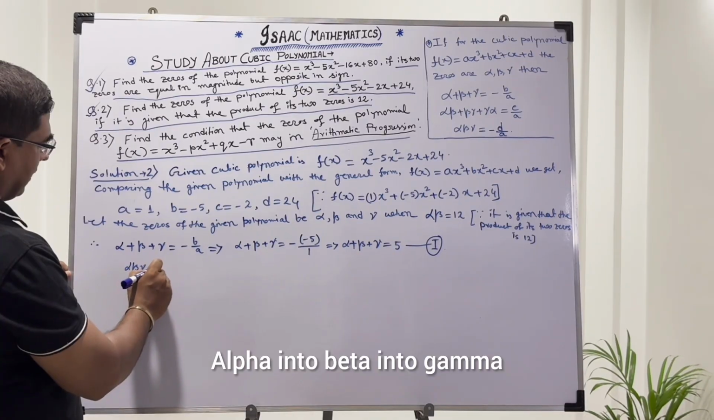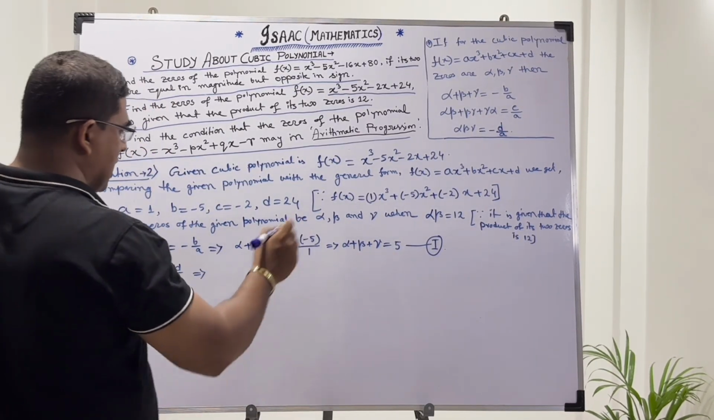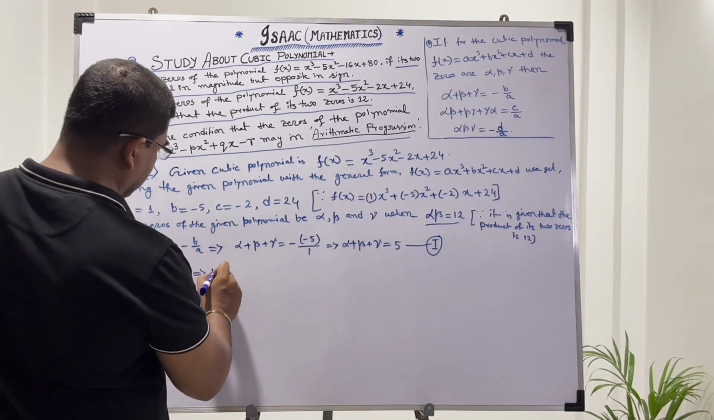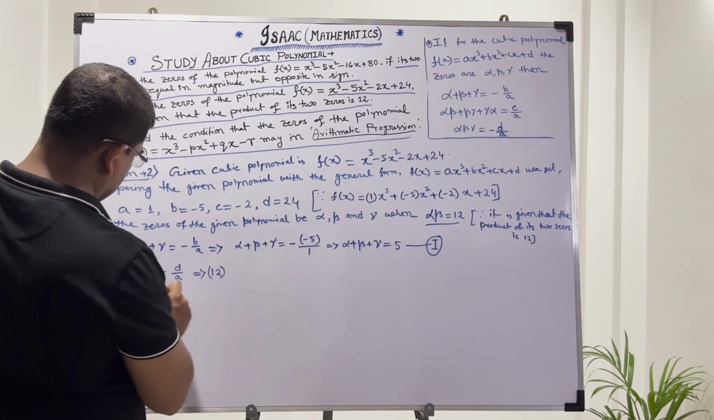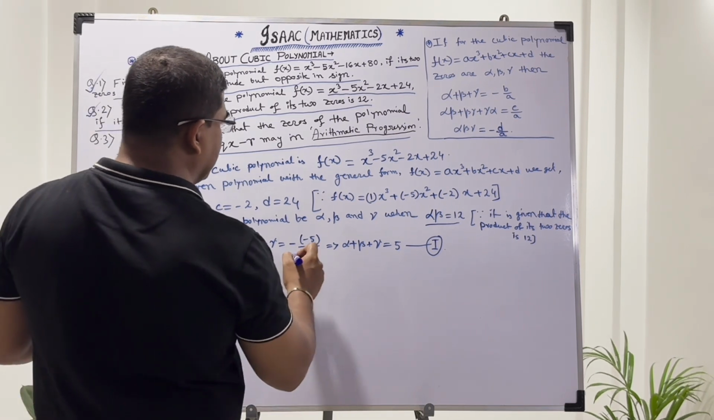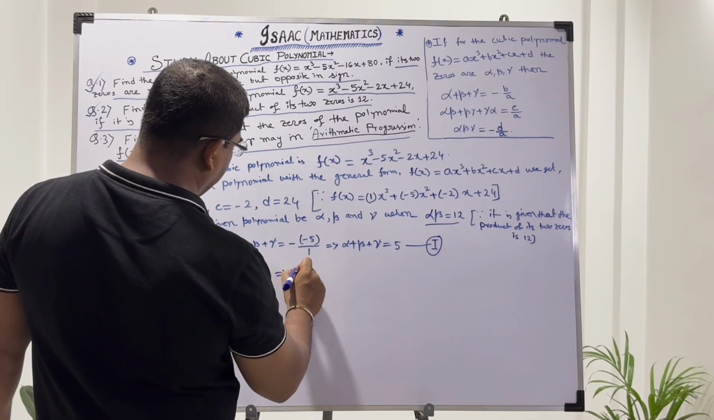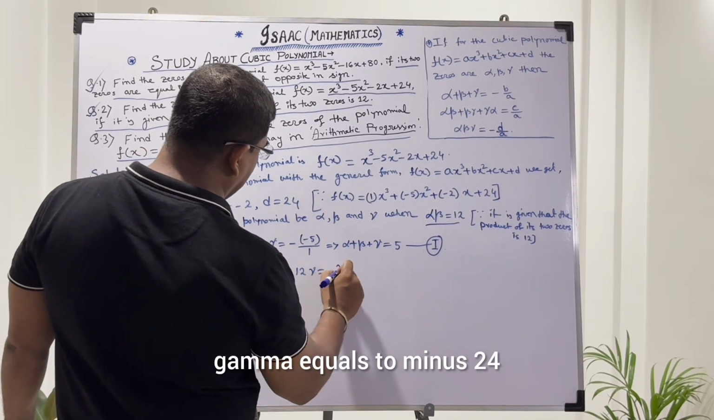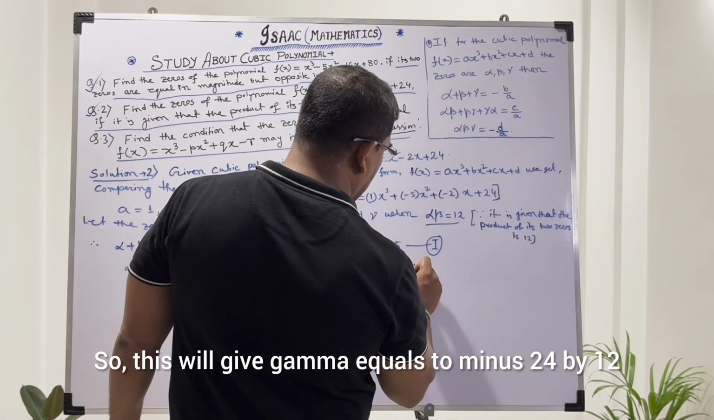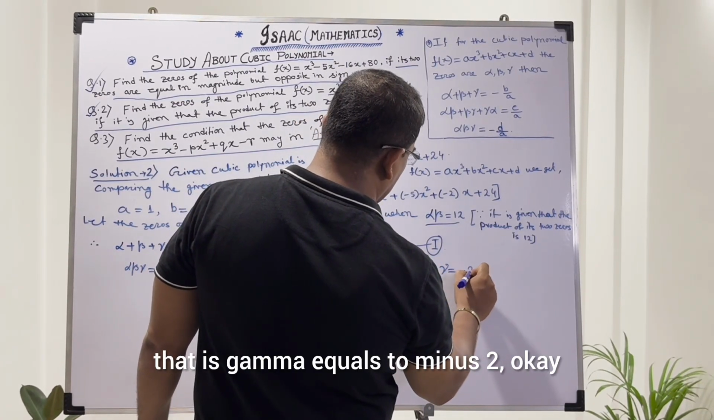Alpha into beta into gamma, that is product of the zeros, equals minus d by a, implying alpha into beta is 12, that is why we can put alpha into beta as 12, then 12 into gamma equals minus of d, d means 24 and a means 1. So, this will give 12 gamma equals minus 24. So, this will give gamma equals minus 24 by 12, that is gamma equals minus 2. Okay.